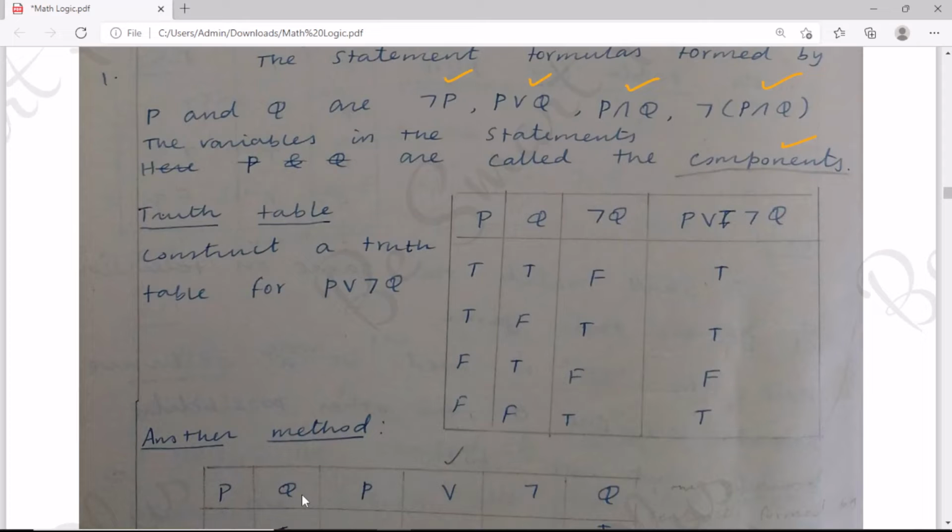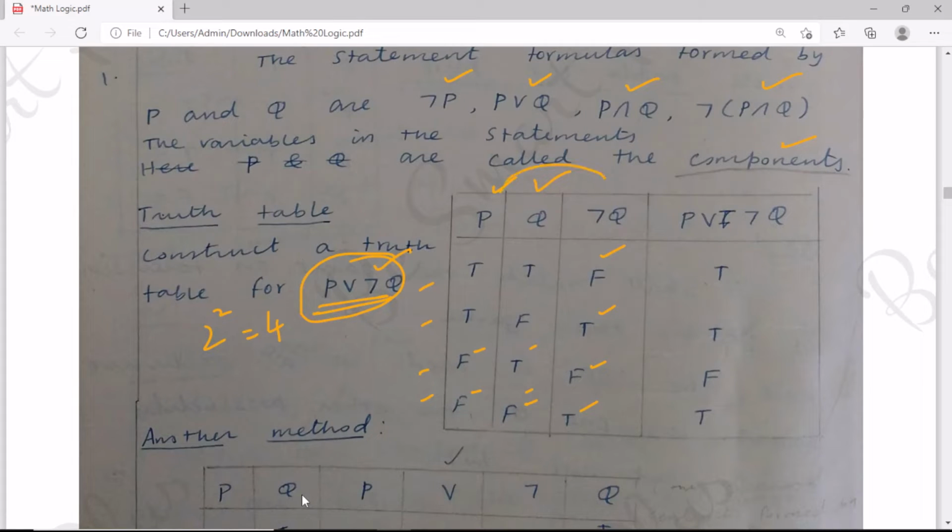Construct a truth table for P or negation Q. Here you have two variables, so totally we have 2 square, that is 4 sets of possibilities: true, true, true, false, false, true, false, false. Next, negation of Q. We have to find the truth table for P or negation Q. First let me find negation of Q. Negation of Q is nothing but not Q. If it is true you write false, and if it is false you write true. That is contrary. So now we have negation Q.